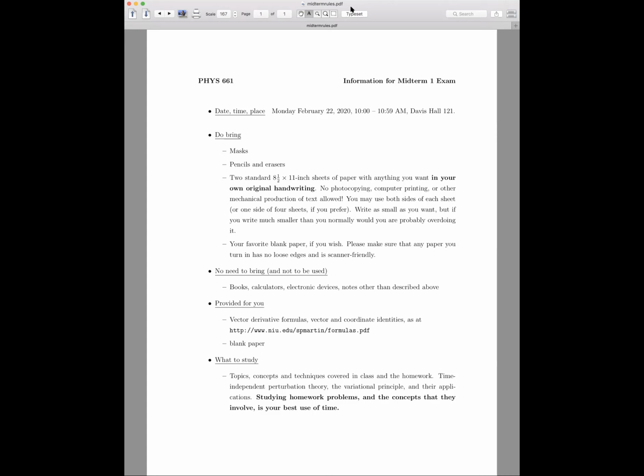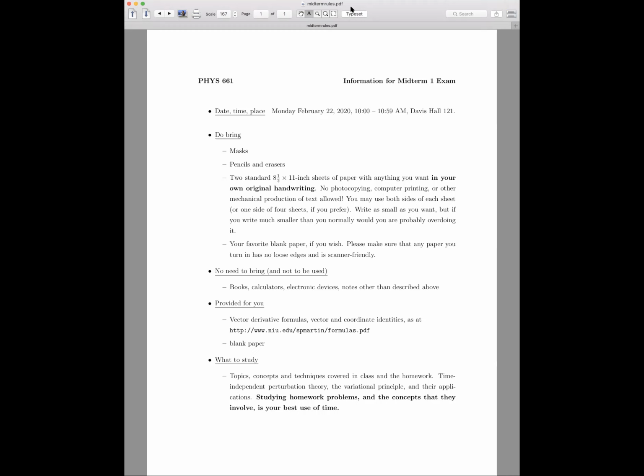This test will not cover the identical particle things that we've been talking about for the last few lectures. Instead, it will cover time-independent perturbation theory and the variational principle, which is basically what we've mostly covered in the first 5 homework sets and their applications. So I urge you to study homework problems and the concepts that they involve. This is probably not the time to start going through the notes and reading the notes carefully, because you don't have time to spend on that.